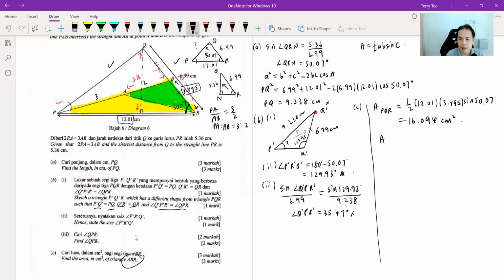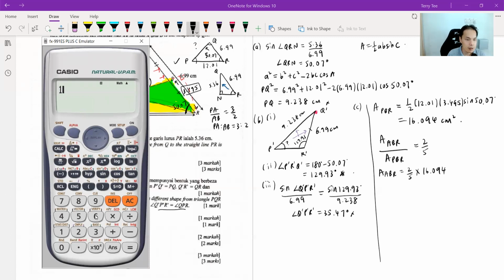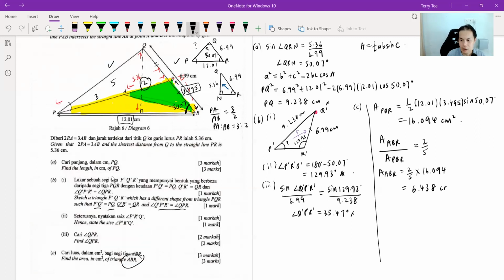ABR. Okay, my area of triangle ABR, like I say, if you take the ratio with triangle PBR, ABR is shorter. The length here is 2. PBR is longer. The overall length is 5. So it's 2/5. So basically, ABR is just 2/5 of PBR, which is 16.094. Let's take this 16.094 multiply 2/5. Guys, my answer will be 6.438. Yeah, if you round off 6.438, 4 significant figures will do. Right?